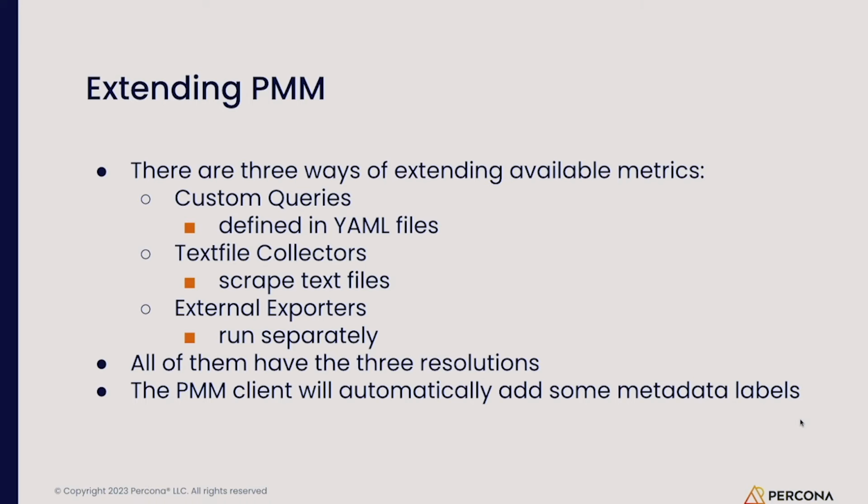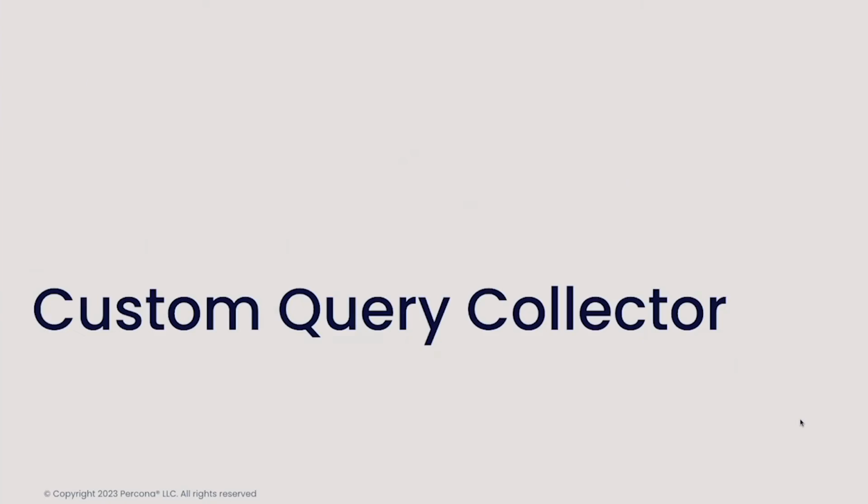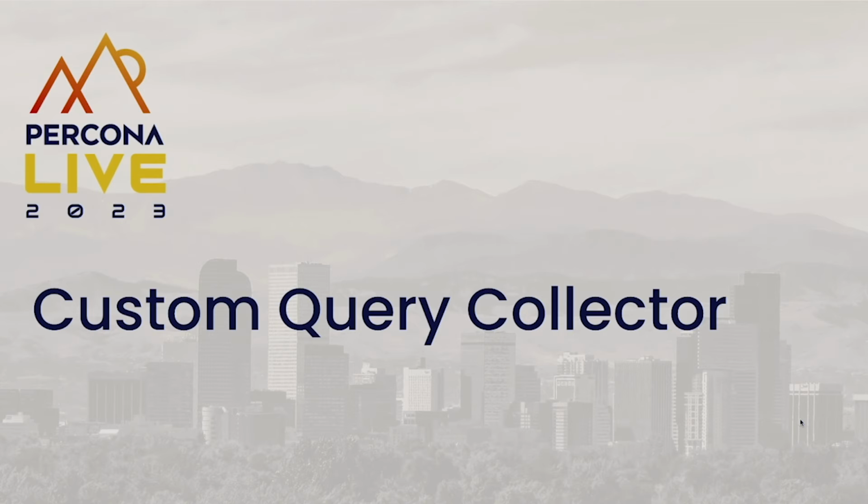All of them provide the three main resolutions for the metrics, which are low, medium, and high resolutions. And then the PMM client itself will add some metadata on this in the form of labels, like node name, node ID, etc.